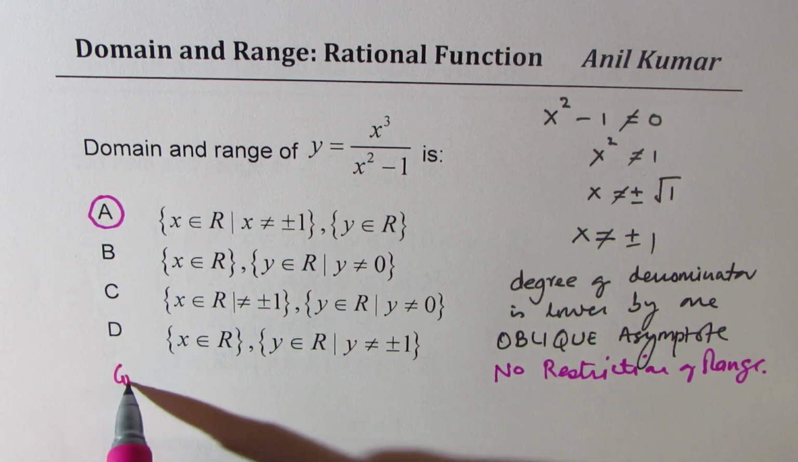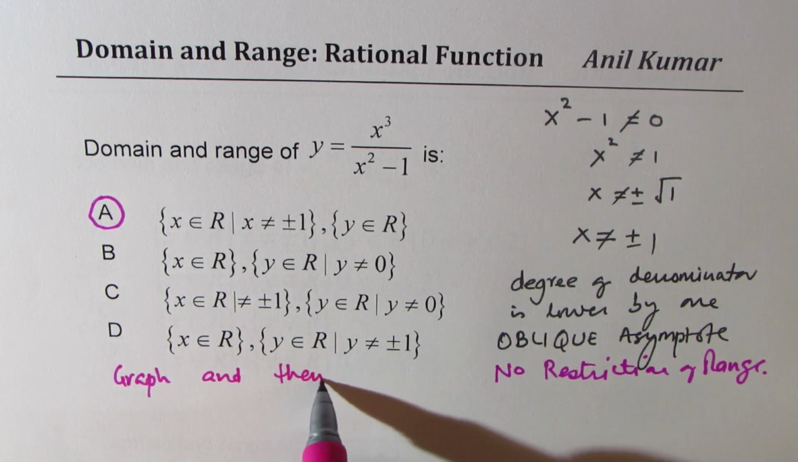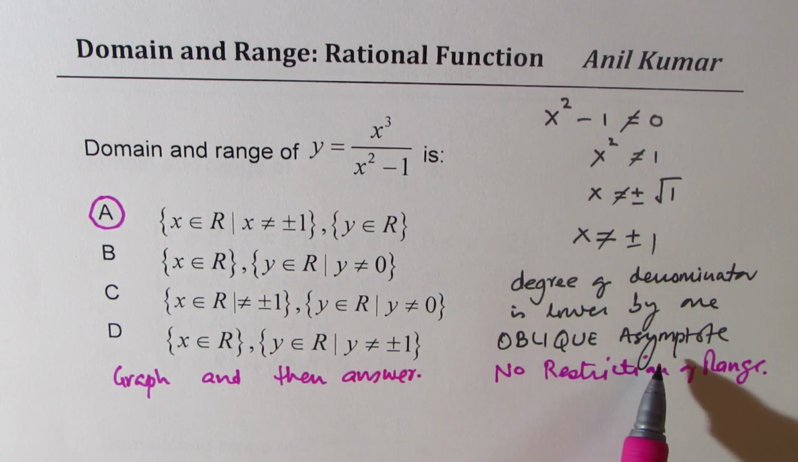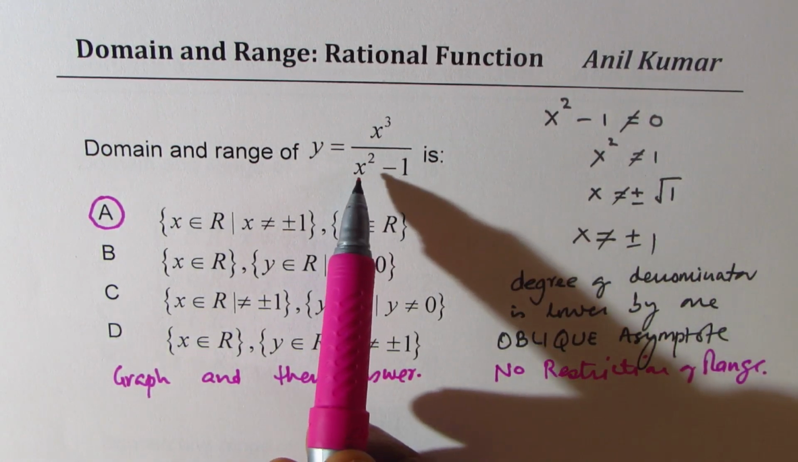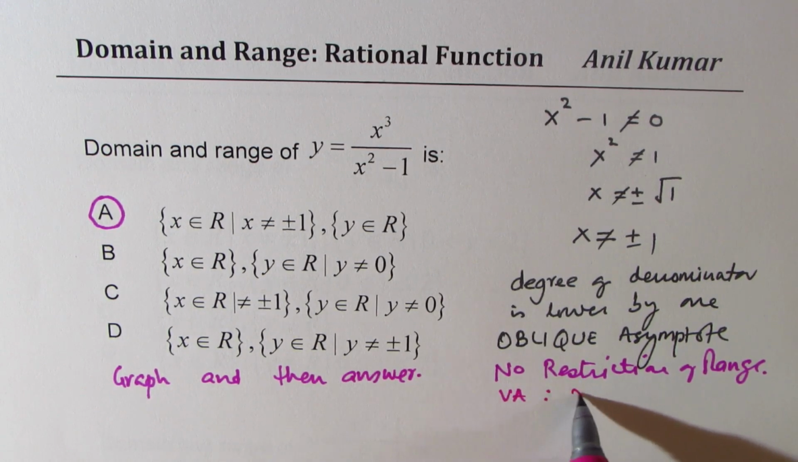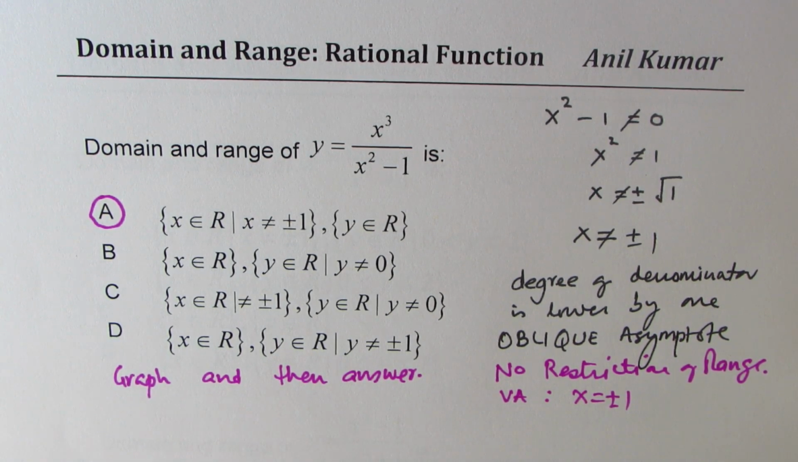I would like you to graph and then answer, correct? Find the equation of oblique asymptote. We do have two vertical asymptotes, right? So we do have vertical asymptotes at x equals to plus minus 1. You can now find oblique asymptote and also the graph of this particular function. Let this be an additional exercise.